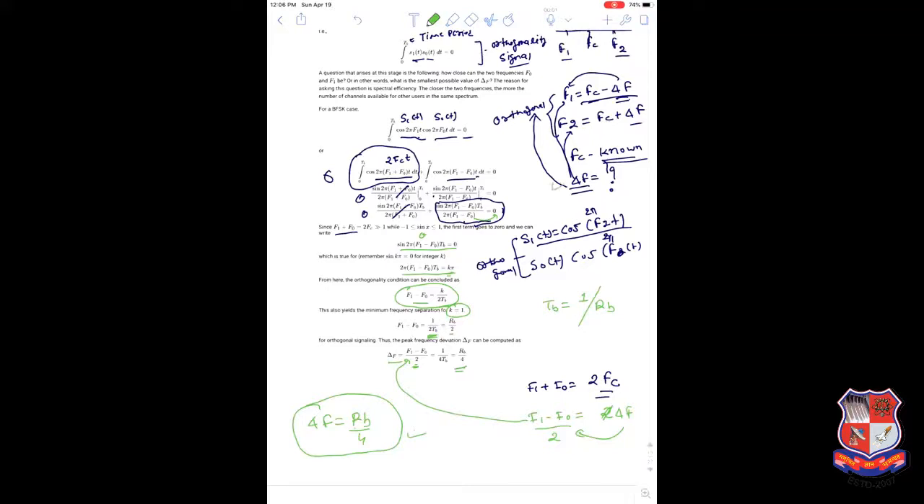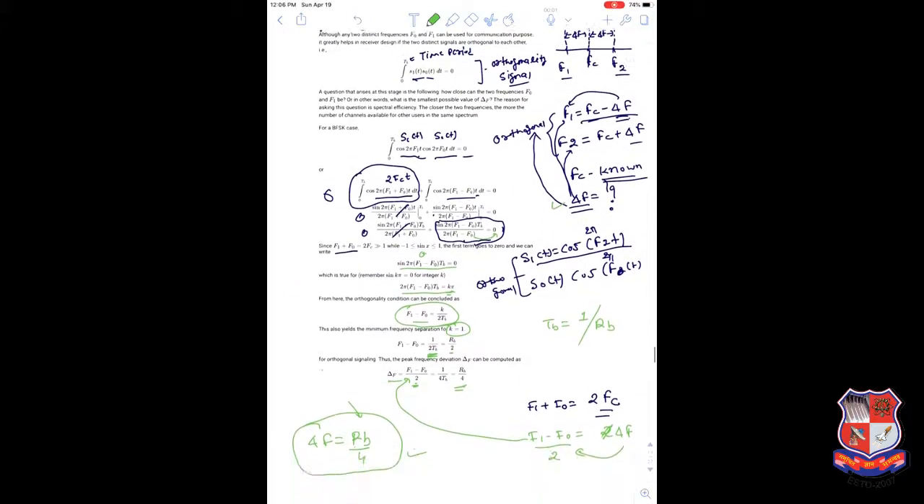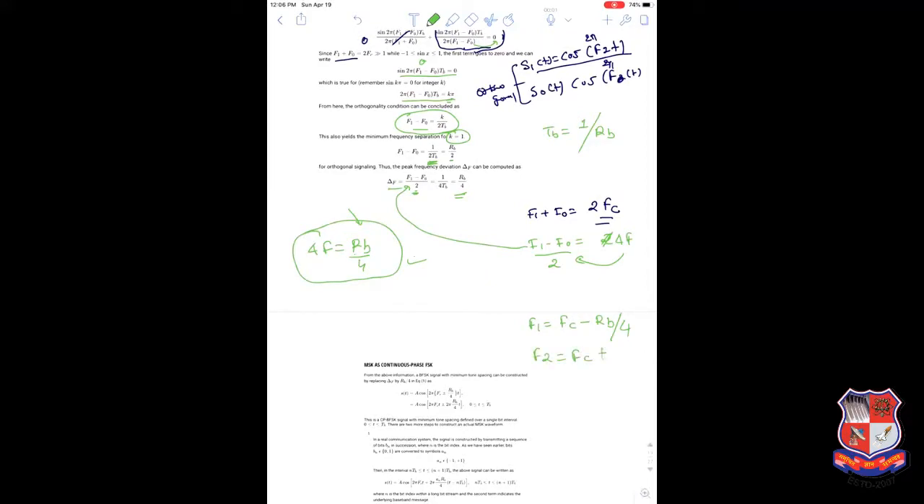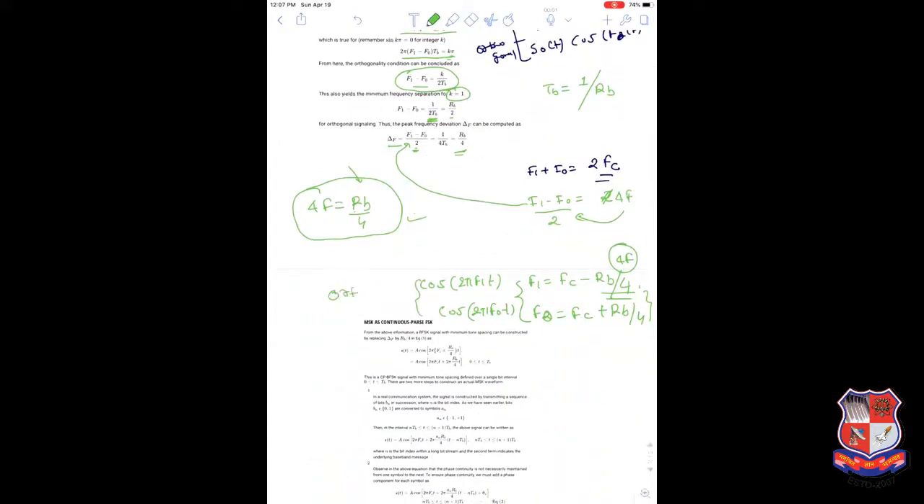Now we have already calculated delta f, and if we maintain this delta f, then we can have f1 equal to fc minus Rb by 4, and f2 equal to fc plus Rb by 4. If you maintain this delta f as Rb by 4, then the two terms we are getting, cos 2 pi f1 t and cos 2 pi f0 t, you can consider their product as zero. Definitely this part would be orthogonal. So the condition we have found is, if you keep delta f equal to Rb by 4, then the two cosine terms are definitely orthogonal.